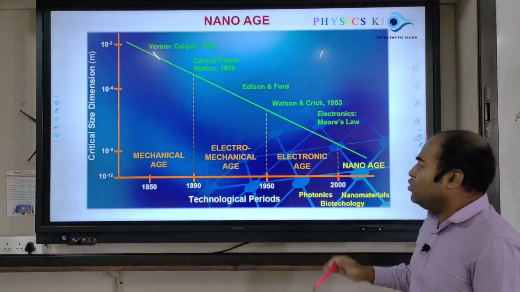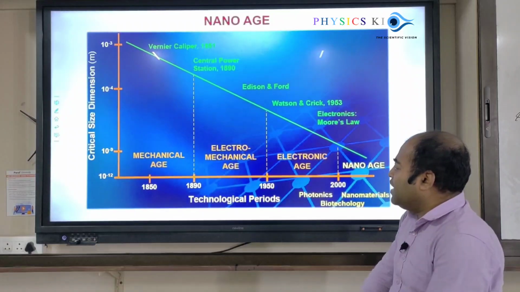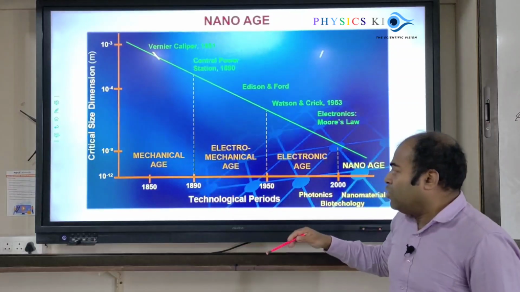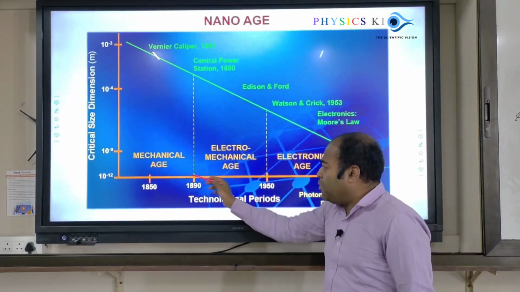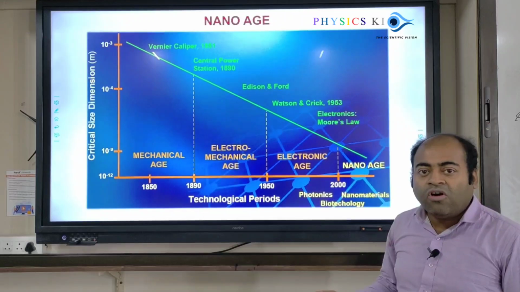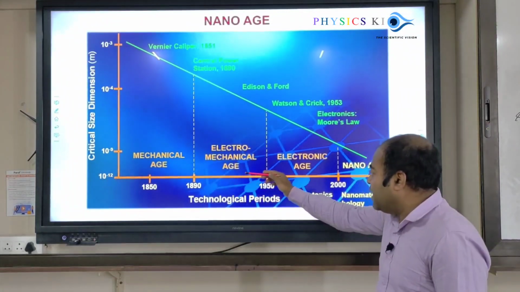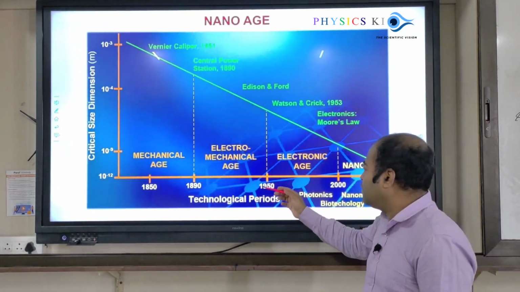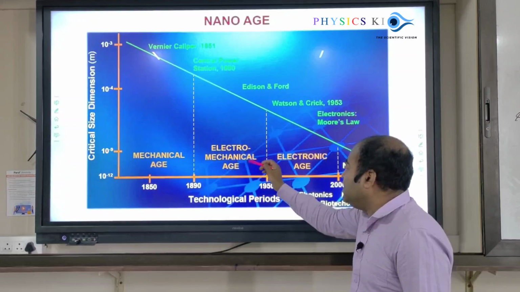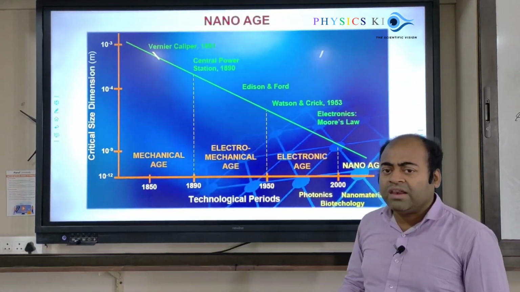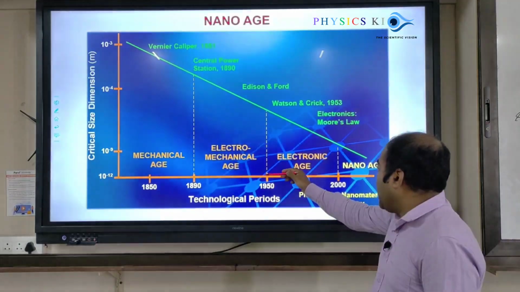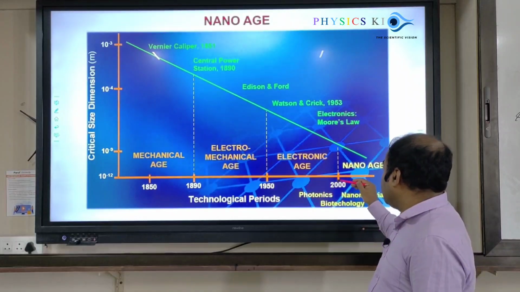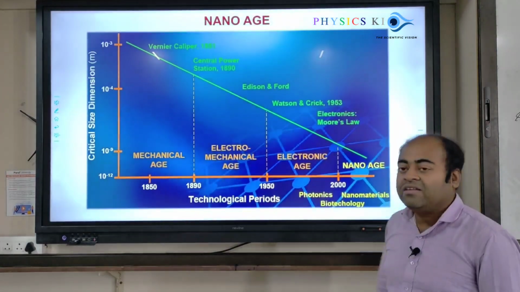Now, this is the nano age. We can briefly divide the age after the 1800s into 4 parts. During the 1800s, with the Industrial Revolution, up to about 1890, it was the mechanical age, or the age of mechanical machines. After that, some basic electronic materials consisting of vacuum tubes were discovered, and we came to the electromechanical age. So it was the combination of the basic electronic devices and the machines. After that, the real electronic age came with the discovery of the transistors. And after 2000, it can be said it is the nano age.